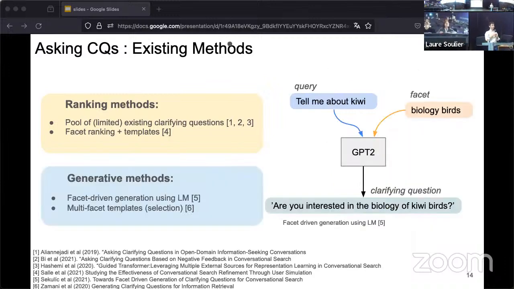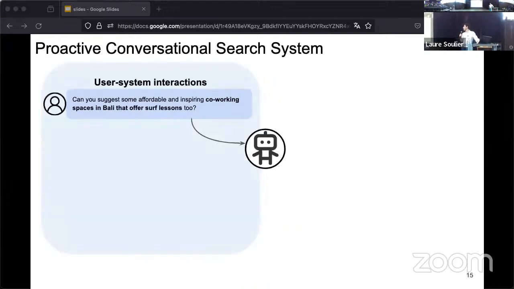And there are also methods to improve the naturalness of the generation, like by using a language model where the generation is facet-driven. This means that given a query and a facet, the model generates a clarifying question accordingly.